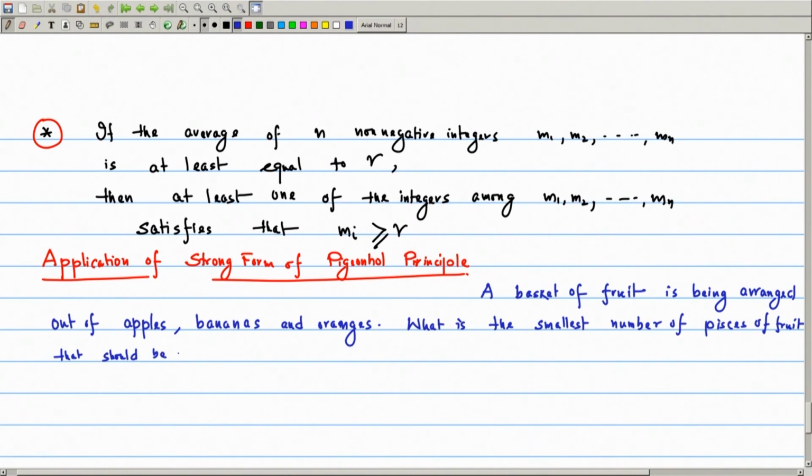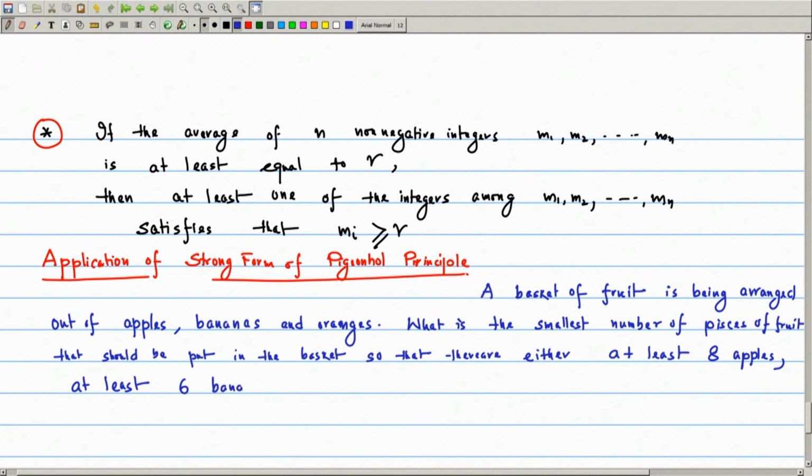that should be put in the basket, so that there are either at least 8 apples or at least 6 bananas or at least 9 oranges.